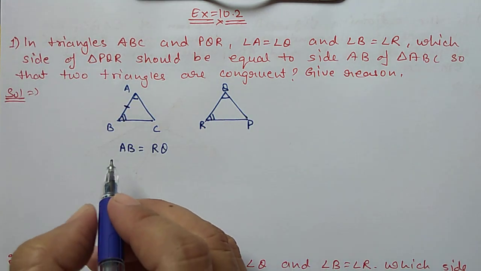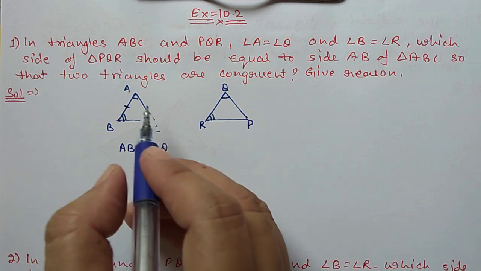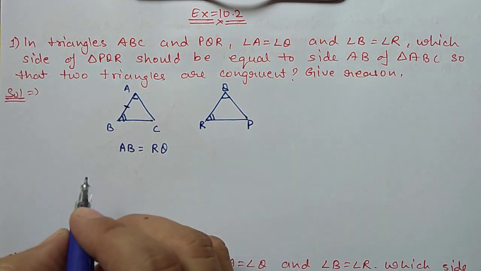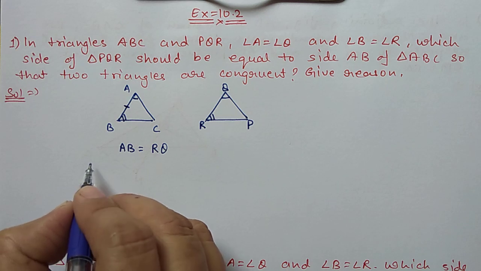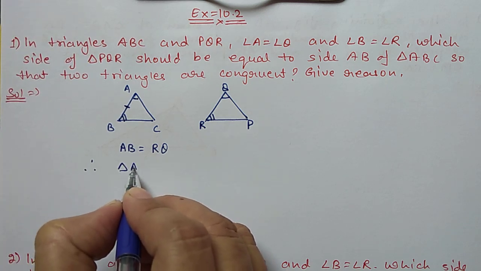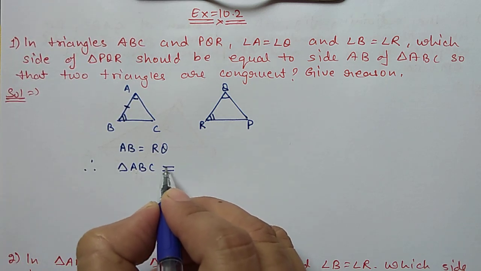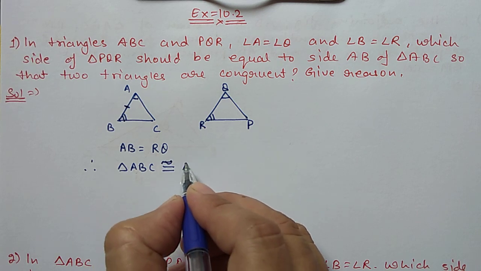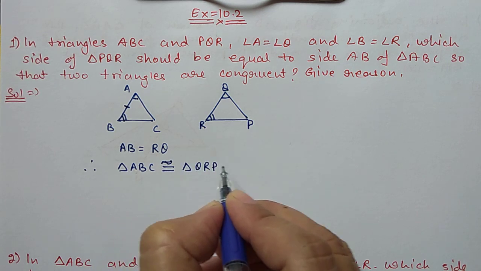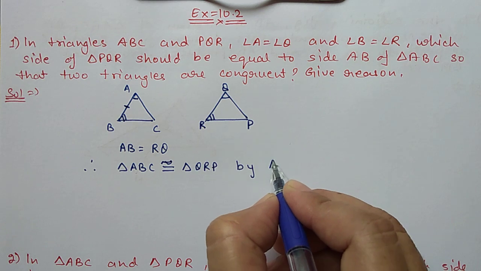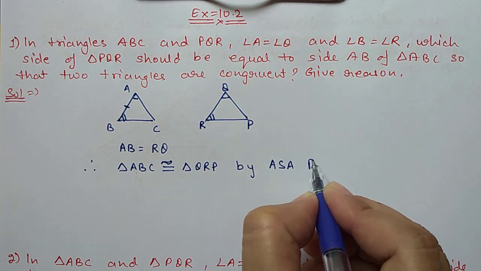Then only we can use the angle side angle rule here. So triangle ABC is congruent to triangle QRP by the angle side angle rule.